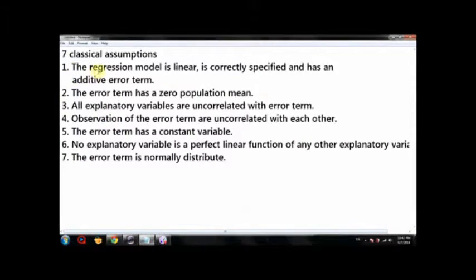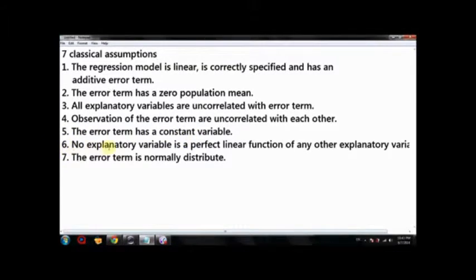Number 1, the regression model is linear, is correctly specified, and has an additive error term. Number 2, the error term has a zero population mean. Number 3, all explanatory variables are uncorrelated with the error term. Number 4, observations of the error term are uncorrelated with each other. Number 5, the error term has a constant variance.